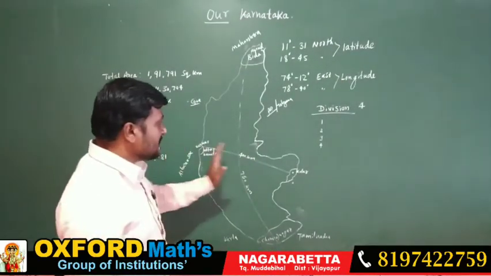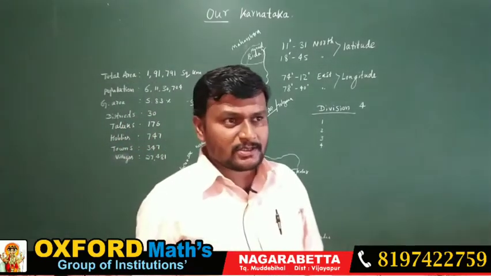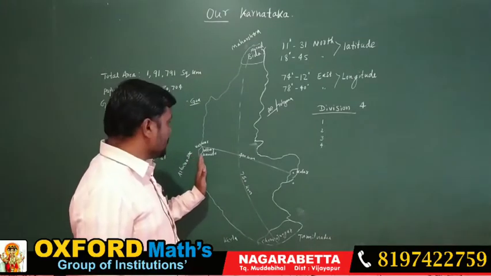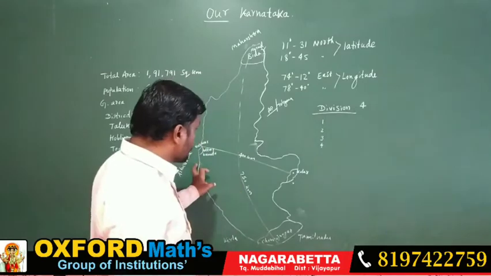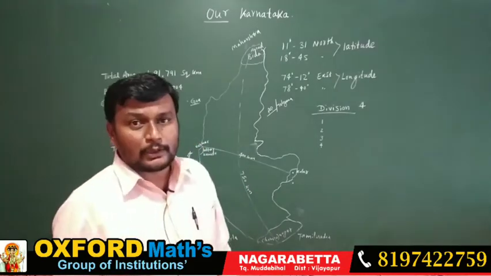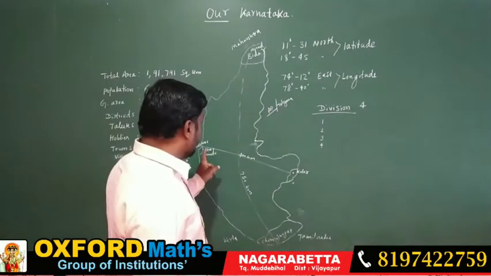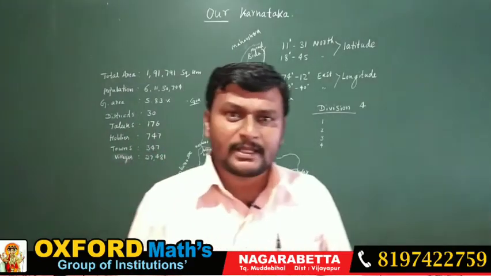And how much distance is there between the west and east? In the west part there is Karwar district, and in the east it is Kolar. So this distance is 400 kilometers. Like this, Karnataka extends from north to south and from west to east.